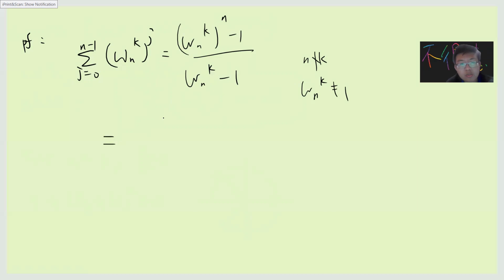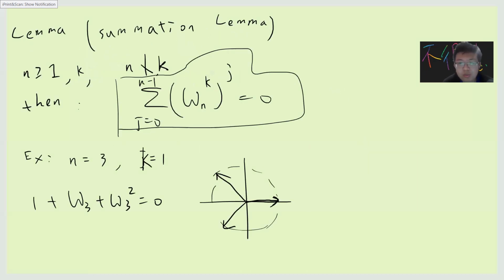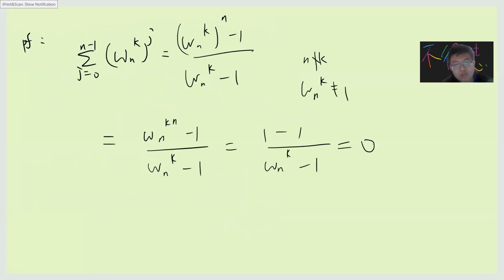Okay, and simply compute, right? You get (omega_n^k to the n, minus 1) over (omega_n^k minus 1). So this is 1 minus 1 over (omega_n^k minus 1), and the denominator is non-zero, so this is 0. You can see this type of proof is very trivial, compared to what we do in analysis or number theory, which is very difficult. But for this type of computer science proof, at least it is simple.